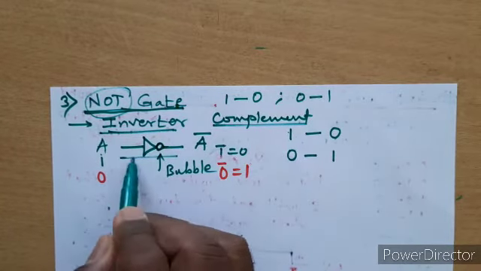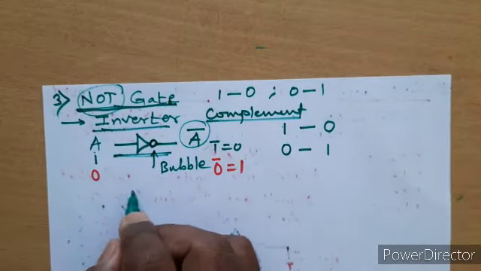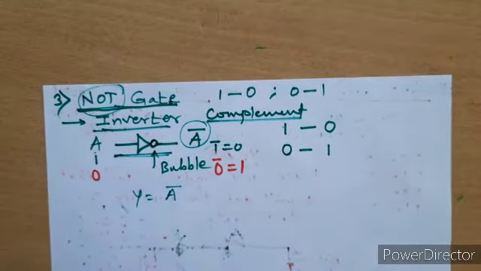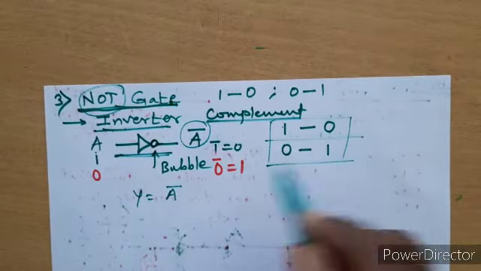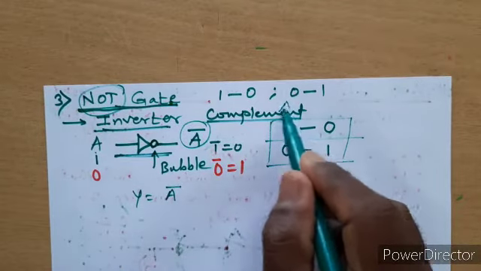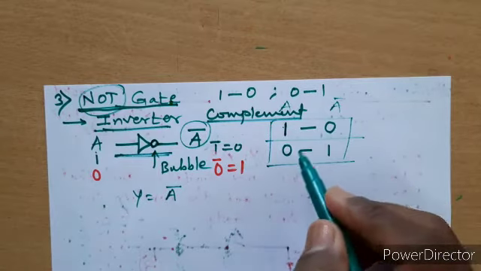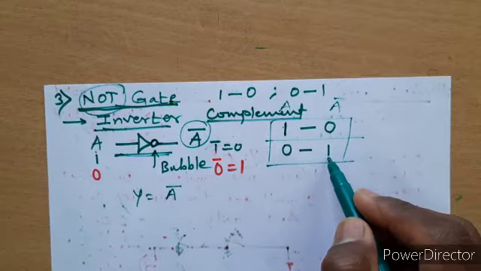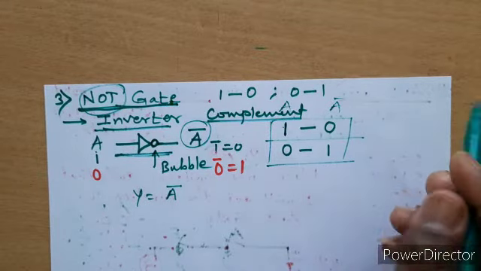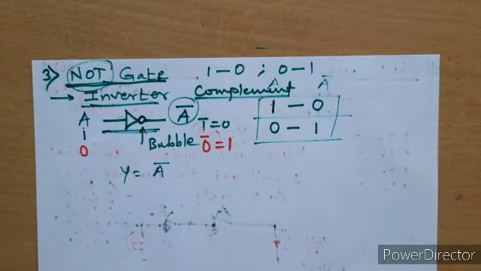So this is the symbol for the NOT gate. This is the expression: y is equal to A bar. This is the truth table, where this is the input and this is the output. If input is 1, output is 0. If input is 0, output is 1, right? And the logical statement is very simple: the NOT gate complements or inverts its input.